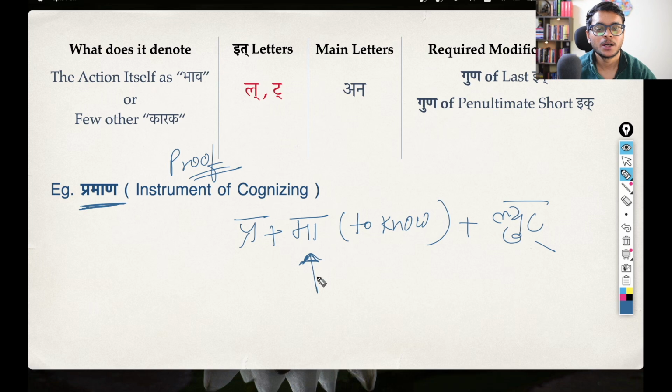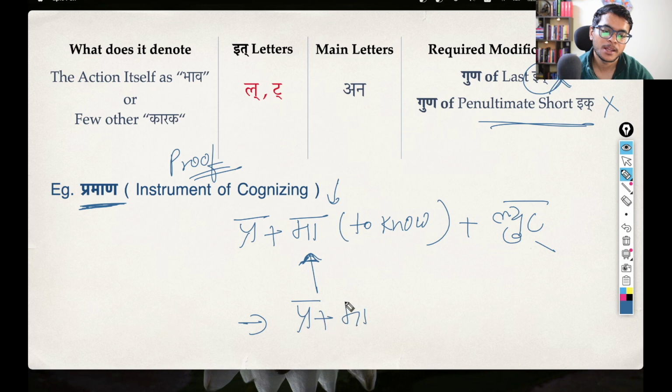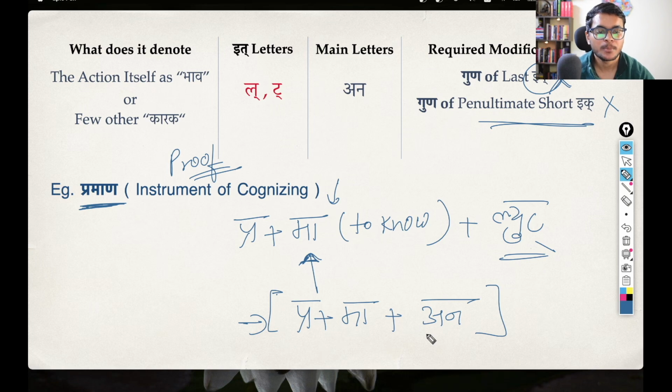So here we have the main ma dhatu modified using lut pratyaya. And as you can already see, guna of the last ik is not possible because in the last we have dirgha a. Dirgha a does not belong to this ik pratyahara. So this modification is not possible. Guna of penultimate short ik again not possible. We don't have any penultimate short vowel. So basically this ma will remain as such. And from lut we get this ana, right? So we simply combine them together, so we get pramana. A dirgha sandhi will happen between these two, but still what we get is this pramana.